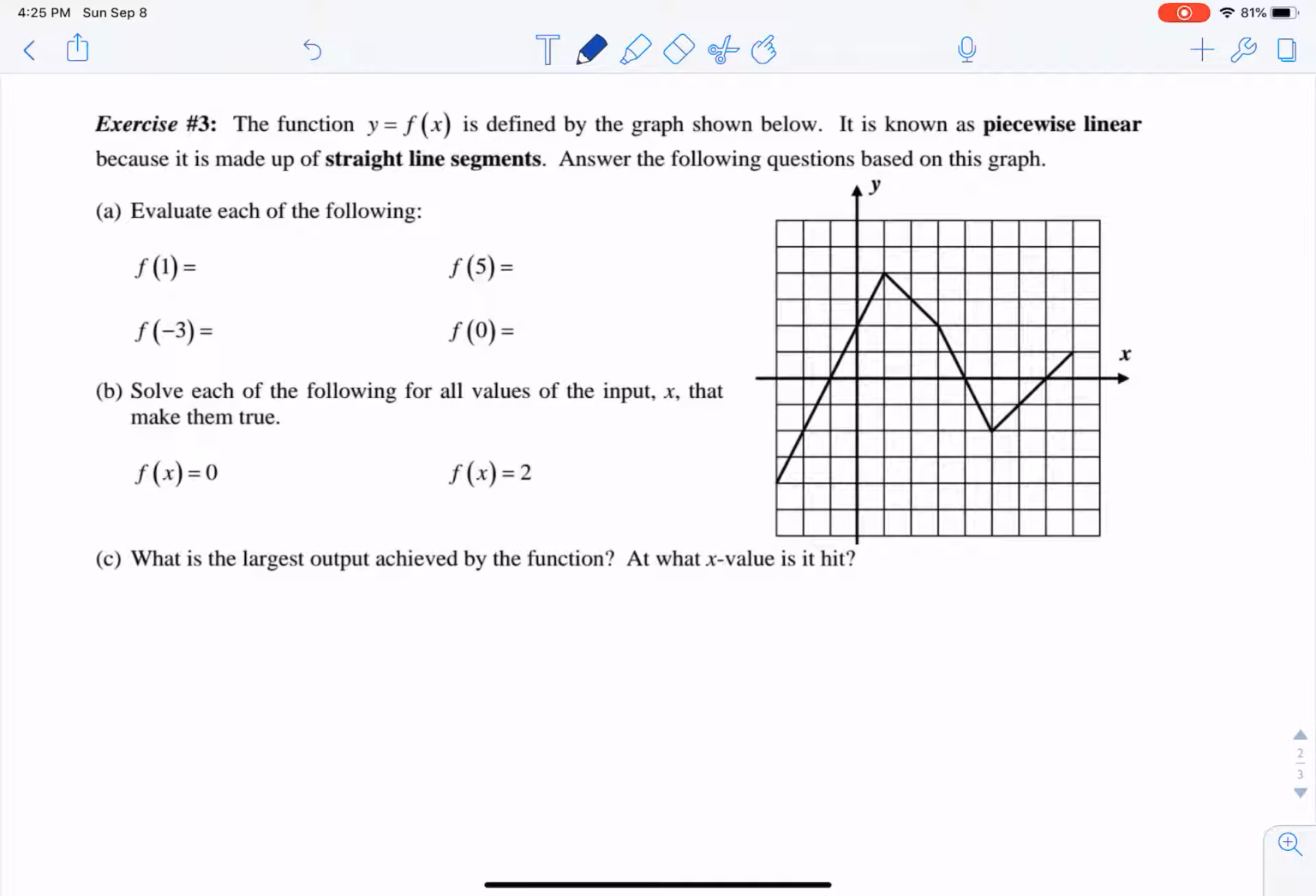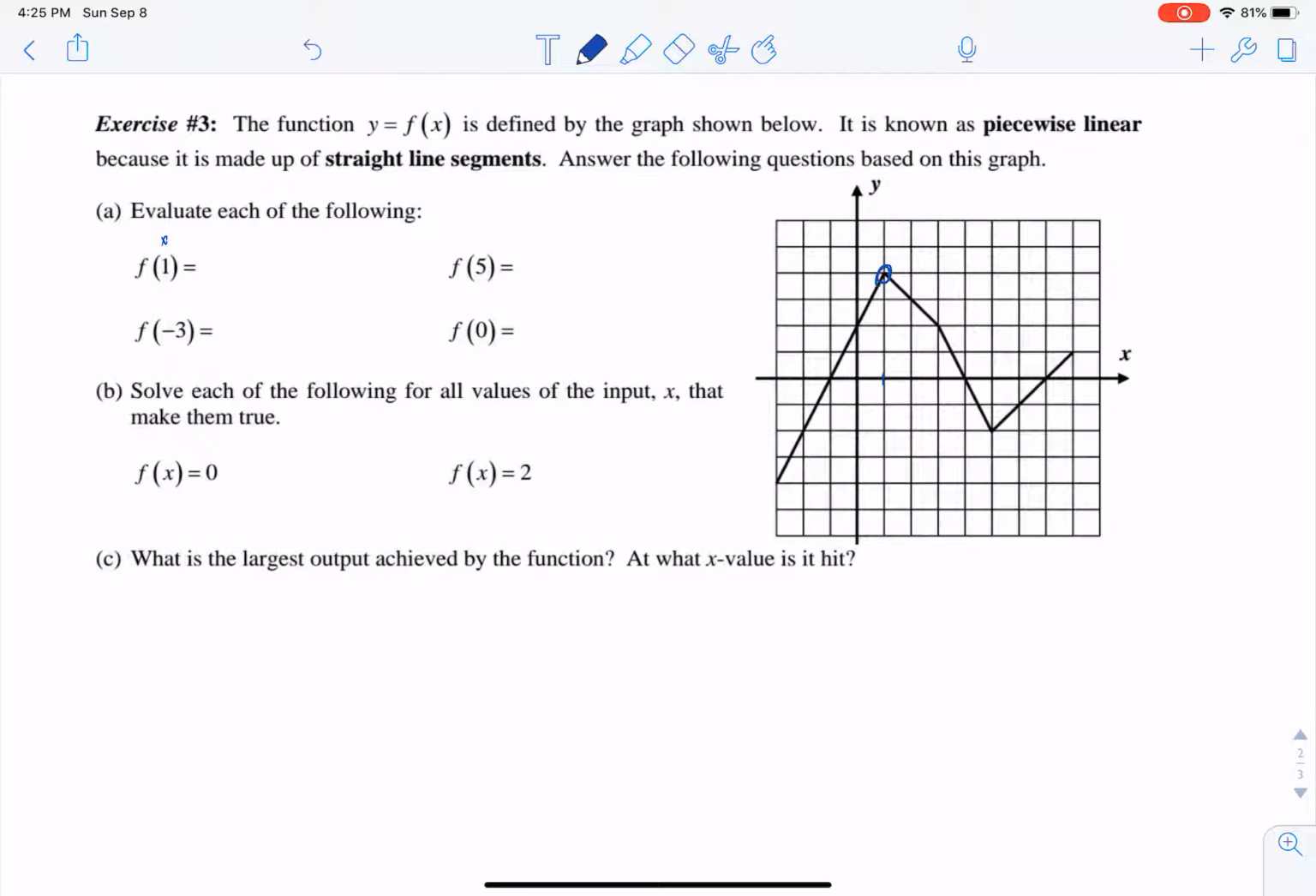Moving forward, we have this f of x is equal to y or y is equal to f of x. And this is known as a piecewise linear function because it's made up of straight line segments. Answer the following questions based on this graph, f of 1. So this is saying when x is 1, where is my function? So here is when x is 1. This is what this is looking for.